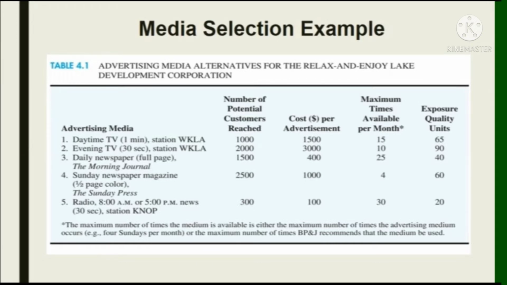Daily newspaper, the number of potential customers reached is 15, cost per advertisement is 400, available per month is 25, and exposure quality units is 40. Sunday newspaper magazine, the number of potential customers reached is 2,500, cost per advertisement is 1,000, maximum times available per month is 4, and exposure quality units of 60. And the radio, number of potential customers reached is 300. Cost per advertisement is 100. Maximum times available per month is 30. Exposure quality units of 20.